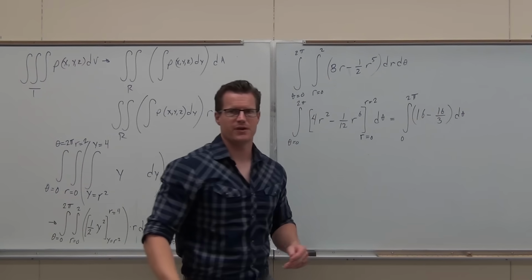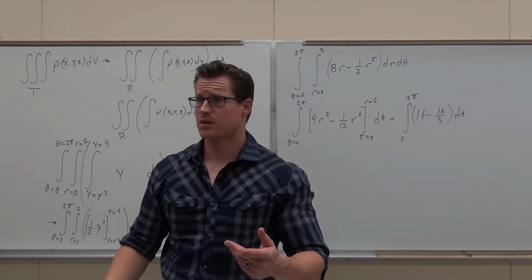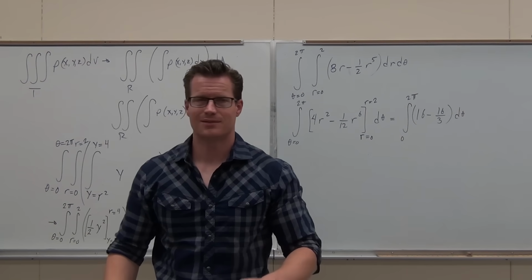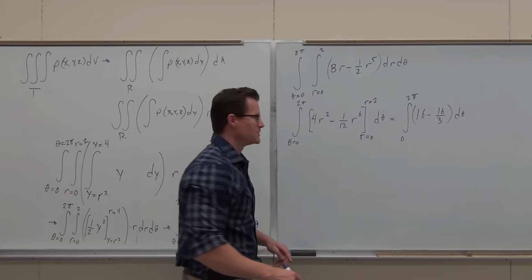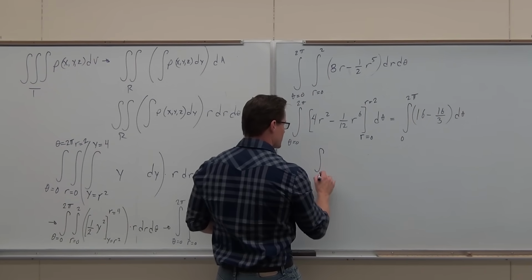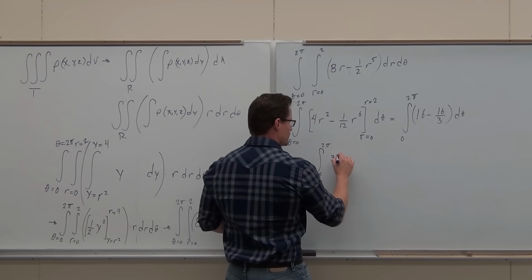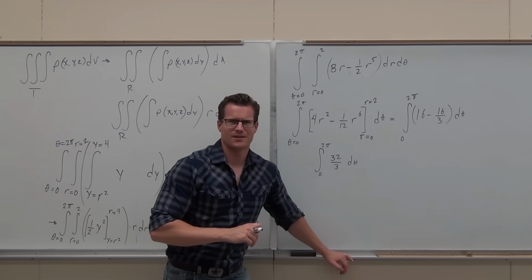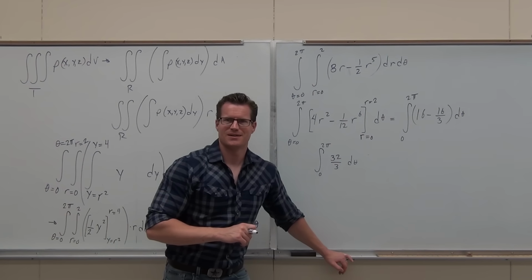Can you correct me if I have a mistake? Did you get the same thing? Did you bust out your fraction button on your calculator? 48 minus 16 is 32. So we get 0 to 2 pi, 32 over 3. Did you make it that far? What's your last step?